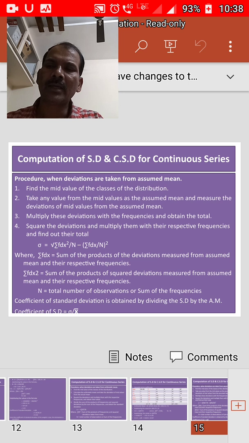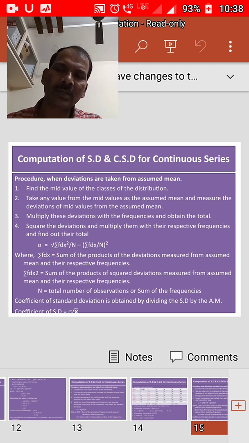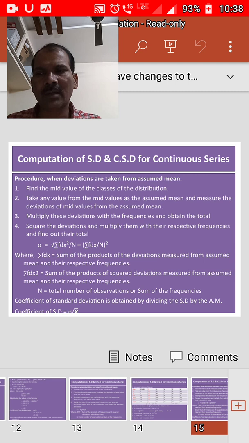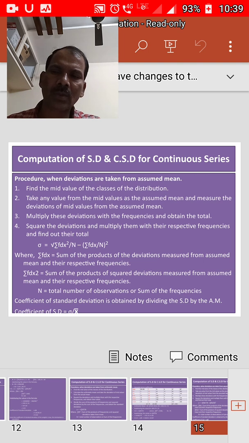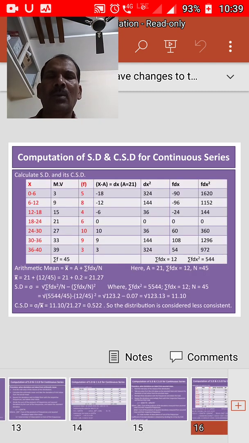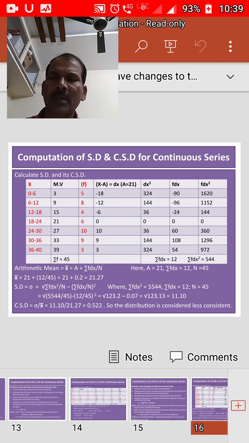n is equal to the sum of the frequencies. The sixth step is that the coefficient of standard deviation is obtained by dividing the standard deviation by the arithmetic mean. It is a general formula. It can be shown that the coefficient of standard deviation is equal to standard deviation by arithmetic mean. Now we will do one problem on this for better understanding.